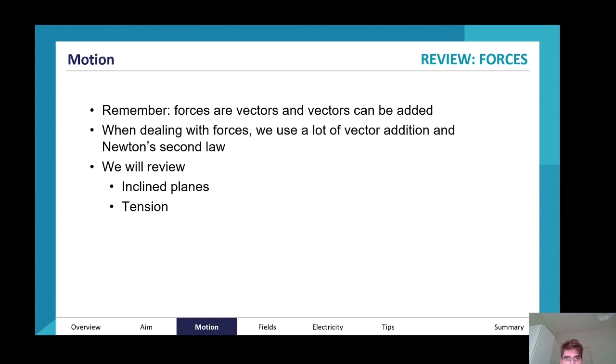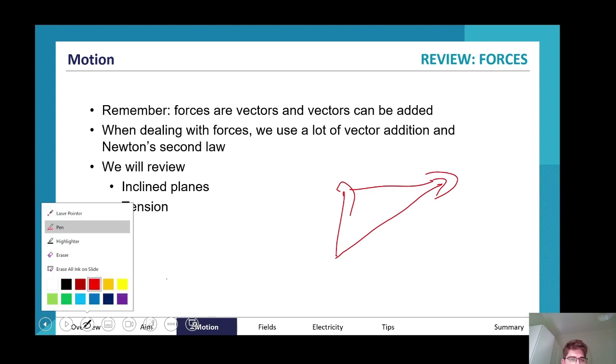Remember that forces are vectors and vectors can be added. When dealing with forces, we can use a lot of vector addition and Newton's second law. So let's review a bit of vector addition. So this is a horizontal component. Vector addition is essentially something like this. We use the head-to-tail method for vector addition, if you don't remember. The head-to-tail method essentially involves, let's say you have something going like that. The head-to-tail method involves that. The force that is acting here should be something like this, the net force. It's pretty obvious, pretty straightforward.